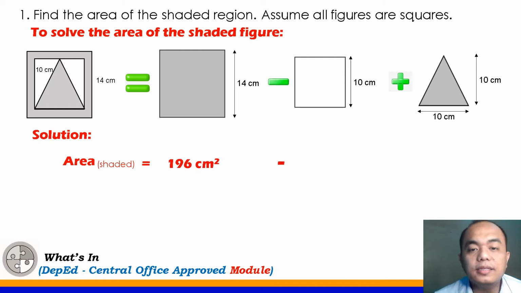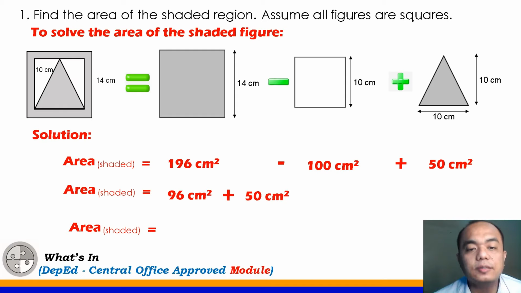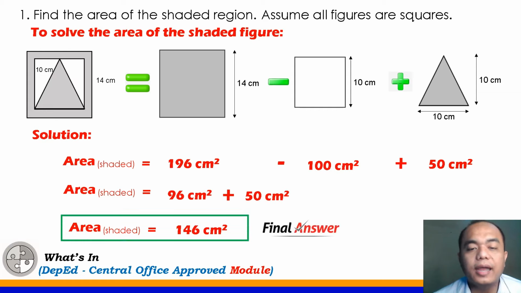196 minus 100 plus 50 square centimeter. So 196 minus 100 will give you 96. Copy 50. And then we'll have 96 square centimeter plus 50 will give you 146 square centimeter. And this is now your final answer. 146 square centimeter would be the area of our shaded parts.